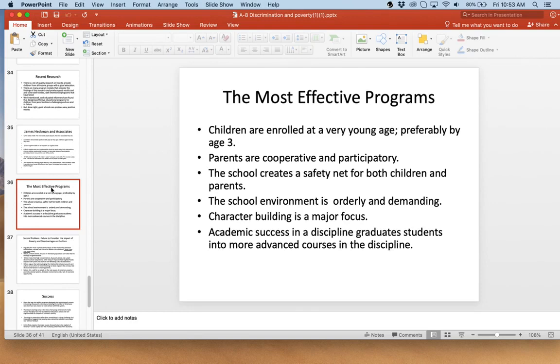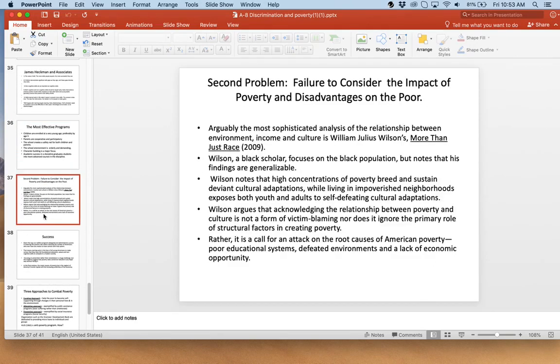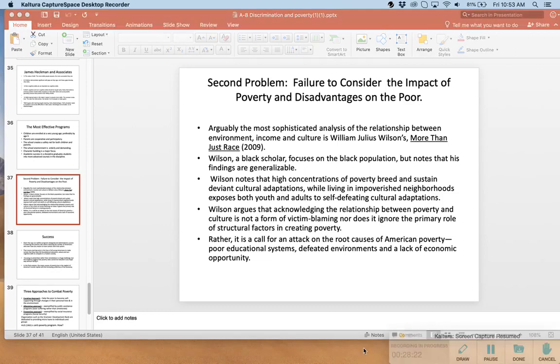We also have the most effective programs that have been put forward to deal with poverty. Try to read a little bit about those programs. This one is basically talking about the failure to consider the impact of poverty and disadvantages of the poor. So I will stop here because I just think that the book explains very well, and the PowerPoint should be able to give you more information.